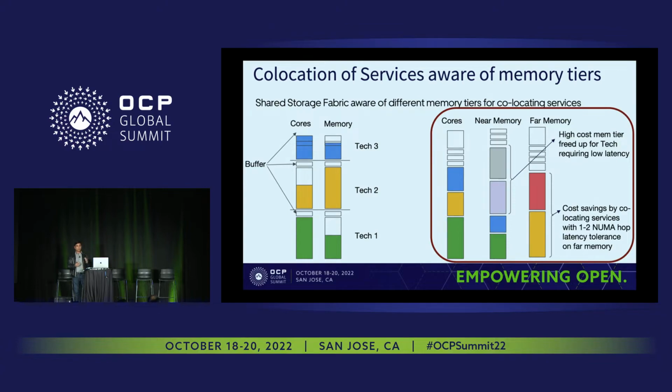One other way to improve collocation is by making the shared storage fabric aware of different memory tiers. For example, there can be a lot of cost savings by collocating services that are tolerant to 1 or 2 NUMA hop latencies on a far memory with CXL, and that frees up the near memory for some of the high-performance technology that requires low latency and free up the high cost memory tier.